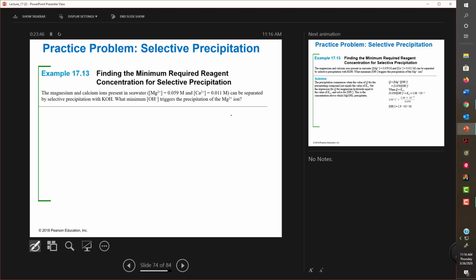All right, so what we're looking at is magnesium hydroxide precipitate, and calcium hydroxide precipitate. Now, we're trying to precipitate out the magnesium, so we know that we want this to have the lowest KSP. We don't want it to form the ions. We want it to stay as the solid. So magnesium should have the lowest KSP.